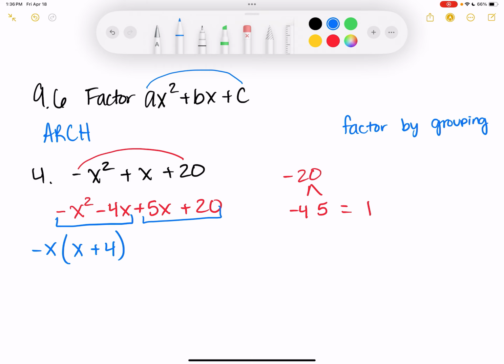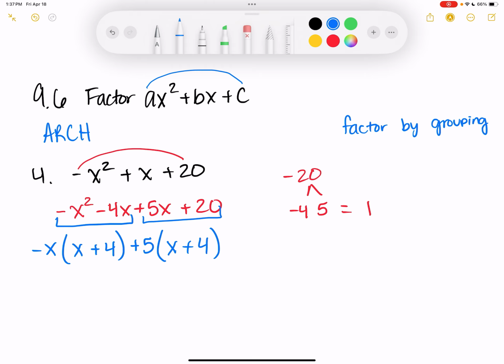Now I do the other pair. So I come over here. What is the biggest thing that both of these have in common? Positive. Okay, yes, they're both positive, so I take out a +5. And then I'm left with an x plus 4. Now, what do you notice about that? Yes, both things in parentheses are x plus 4. That's another way to know if you're doing this right or not, okay? The two things in the parentheses have to match. If they don't match, something is wrong, okay?